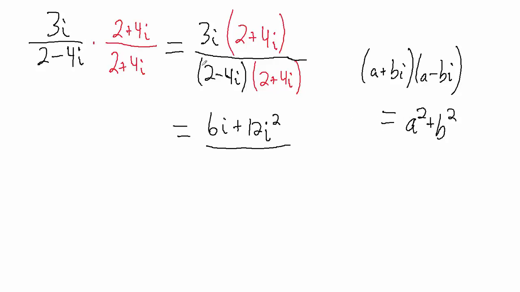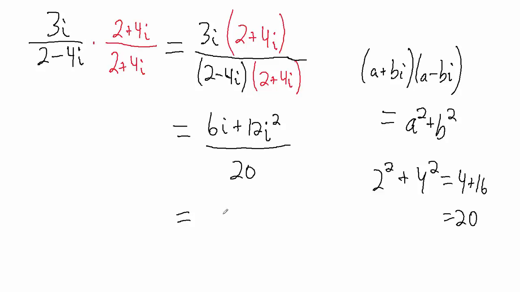So in our case, a is 2 and b is 4, or you could say b is negative 4. It's not going to matter because we are squaring. Okay, 4 squared is 16, negative 4 squared is also 16. So in our case we're going to end up with 2 squared plus 4 squared. 2 squared is 4, 4 squared is 16, 4 plus 16 is 20. So when we simplify the bottom here, we get 20. Okay, that's great. Now what happens?